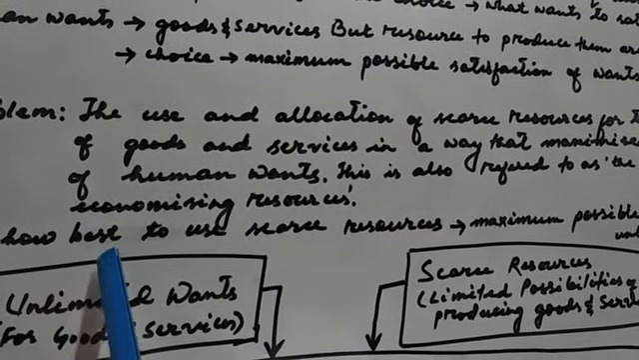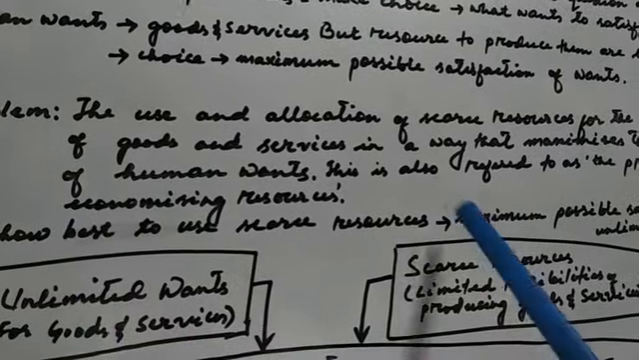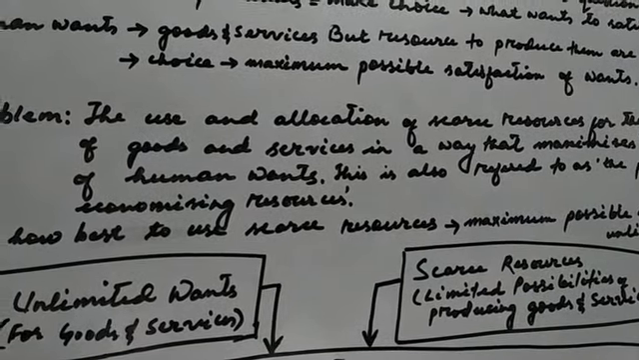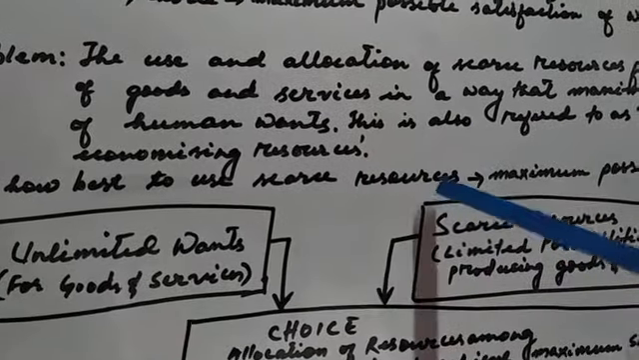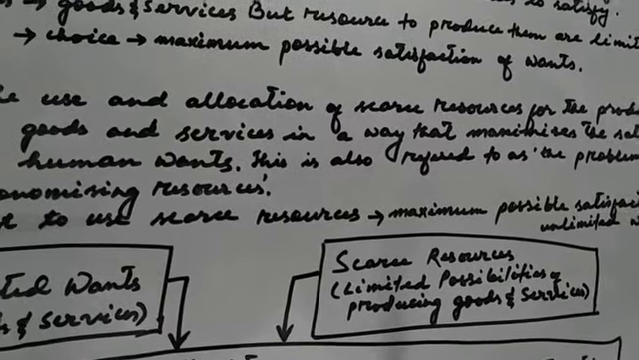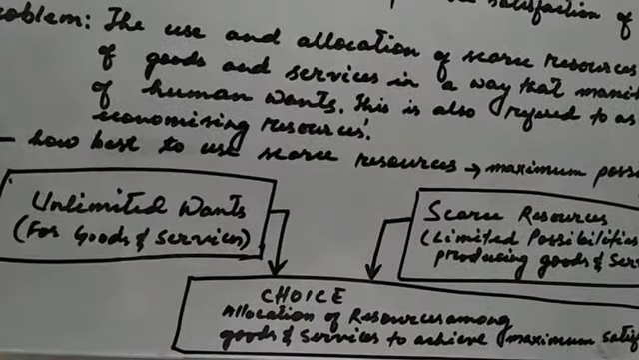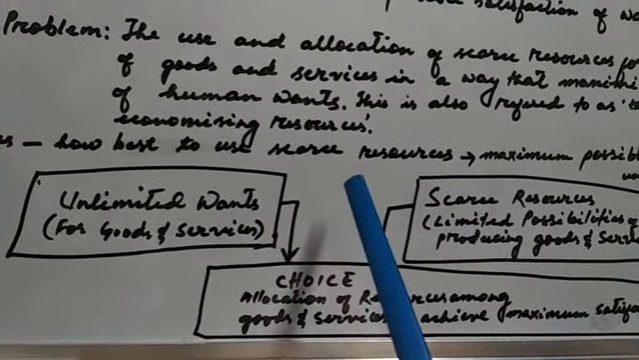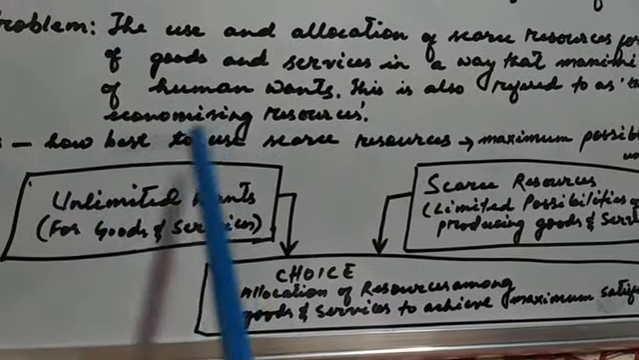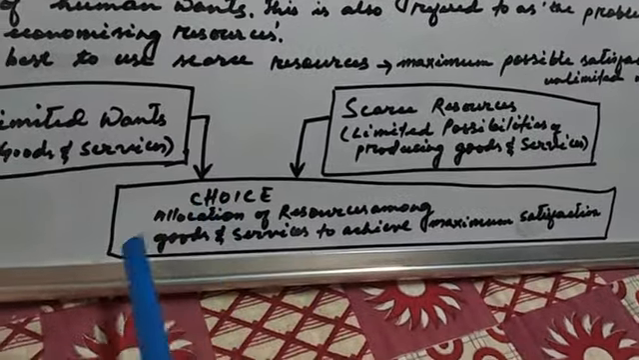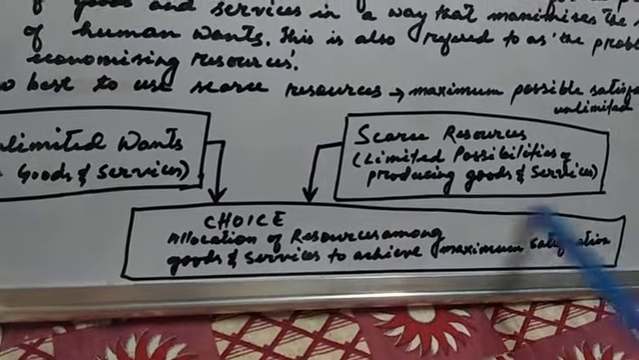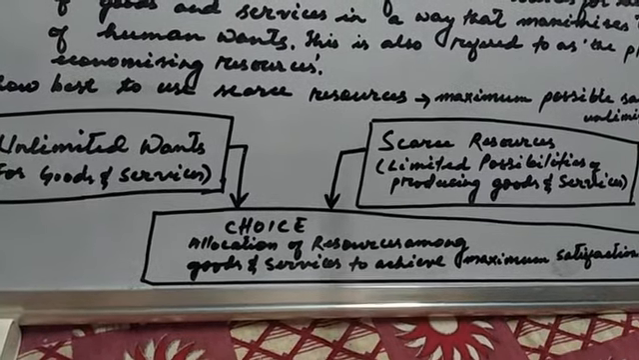So we study economics in this context as how best to use scarce resources so that maximum possible satisfaction of unlimited wants is achieved. Economics is all about the best use of the available limited resources, so that we can derive the maximum possible satisfaction of our unlimited wants or desires. We can give a simple diagram for this economic problem. We have unlimited wants for goods and services by the people, but scarce resources to produce them. So ultimately we have to make a choice: the allocation of resources among various goods and services, so that we can achieve the maximum possible satisfaction of our wants.